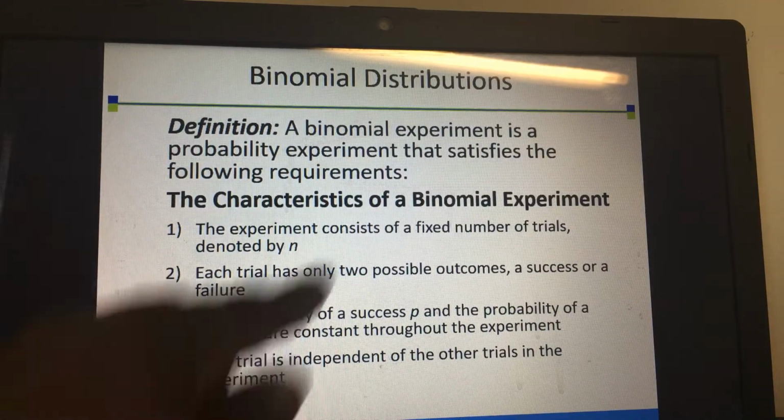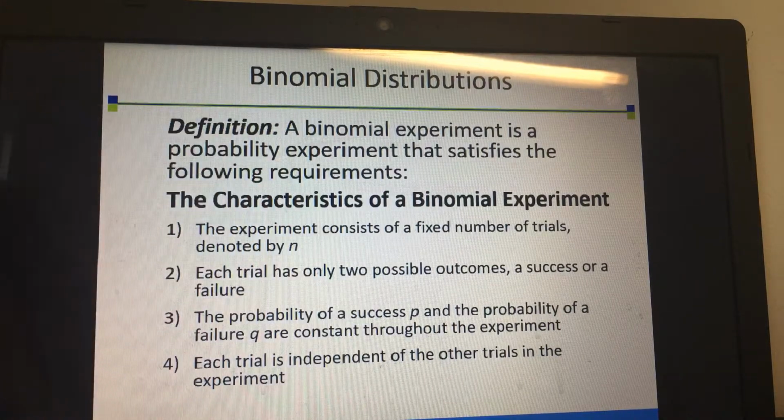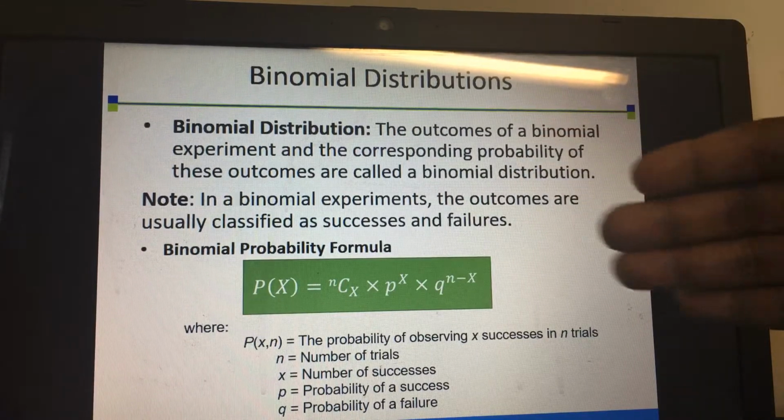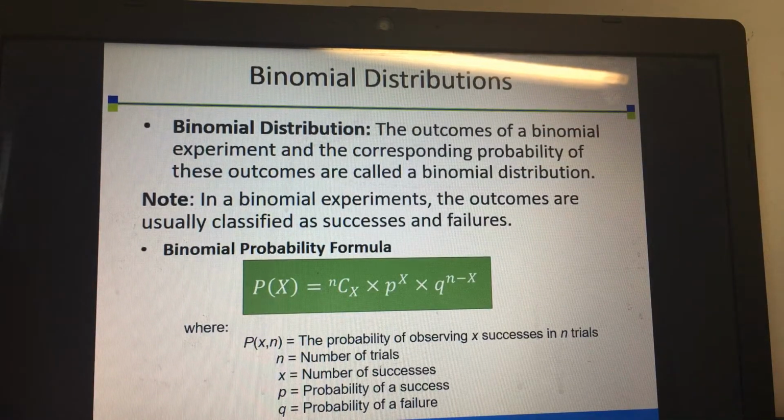Now, each trial is also independent. So this team winning has nothing to do with the other team winning. These are independent. Which leads us to the binomial distribution. The binomial experiment and the corresponding probability of its outcomes, that's what we call the binomial distribution, basically.